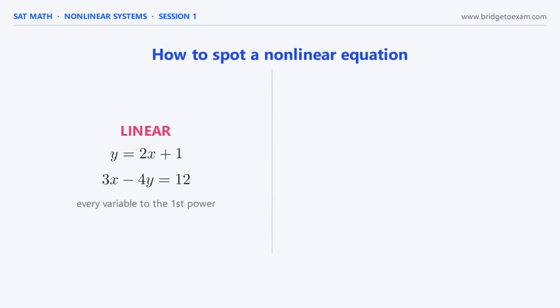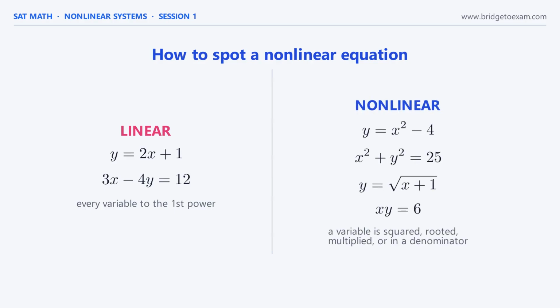First, let's be precise about the word nonlinear. An equation is linear when every variable appears plain, just x, just y, raised to the first power. Something like y equals 2x plus 1. Graph it, and you get a straight line. Always. An equation is nonlinear when a variable does something more interesting.